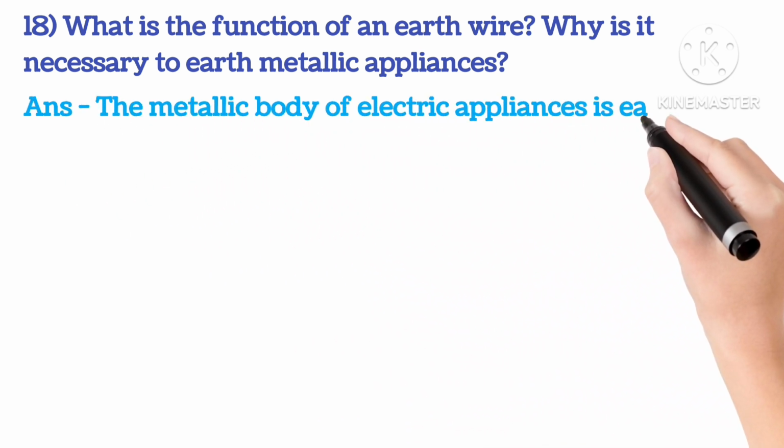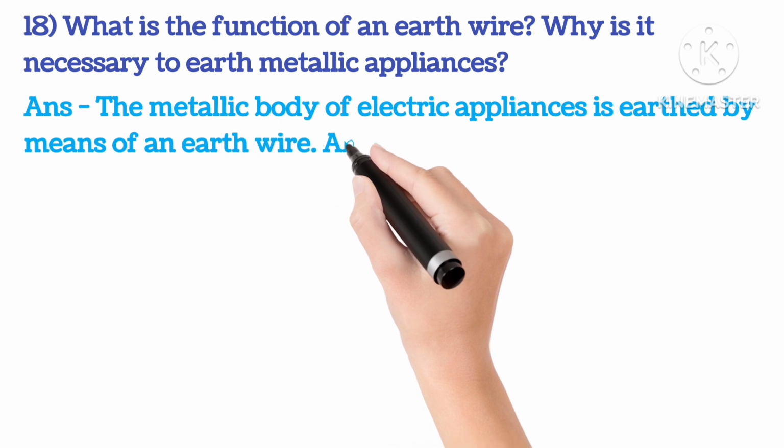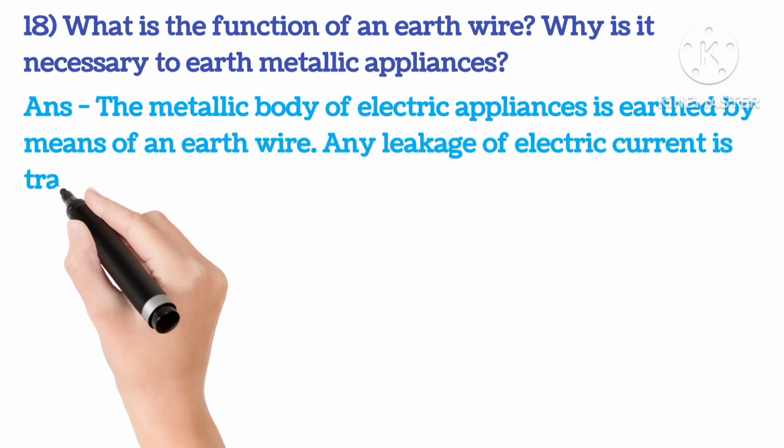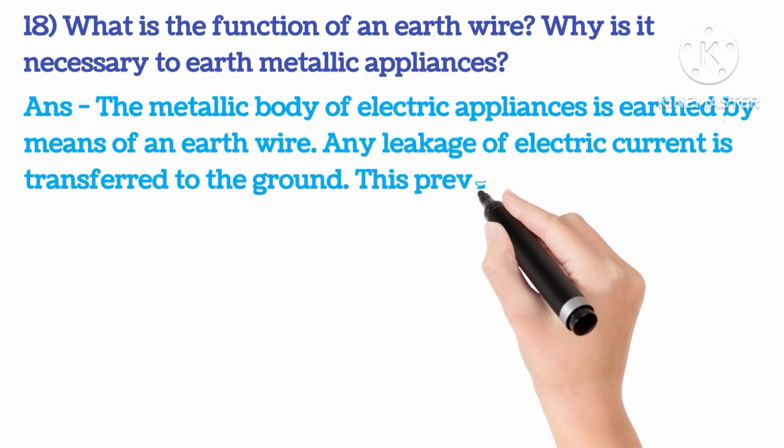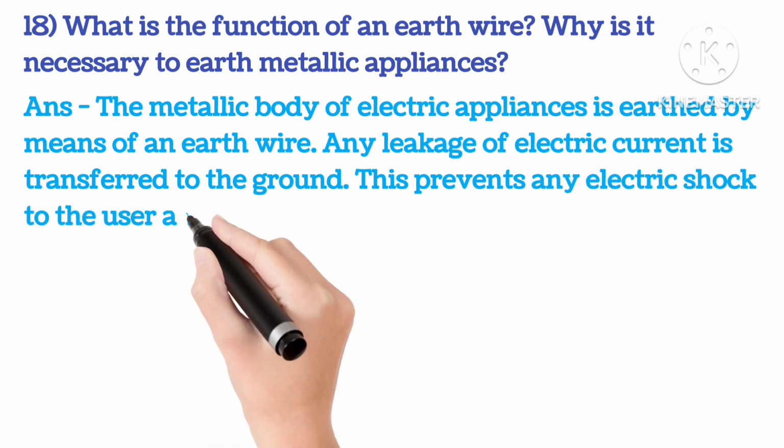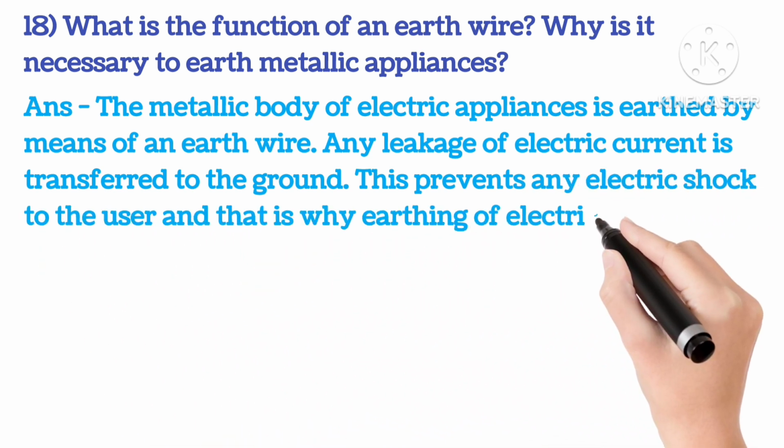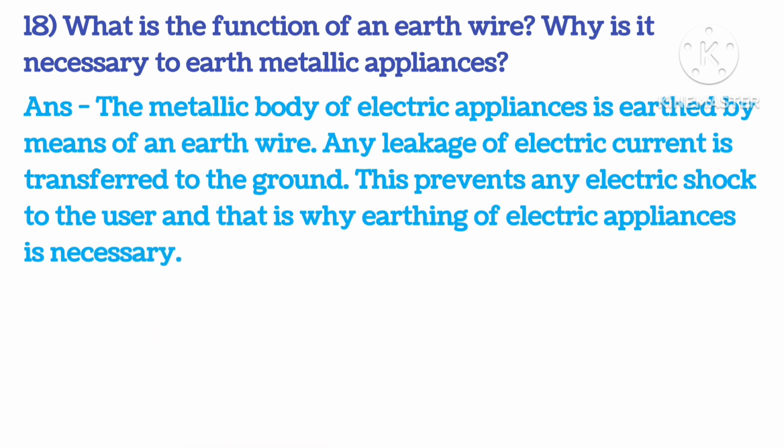The metallic body of electric appliances is earthed by means of an earth wire. Any leakage of electric current is transferred to the ground. This prevents any electric shock to the user, and this is why earthing of electric appliances is necessary.